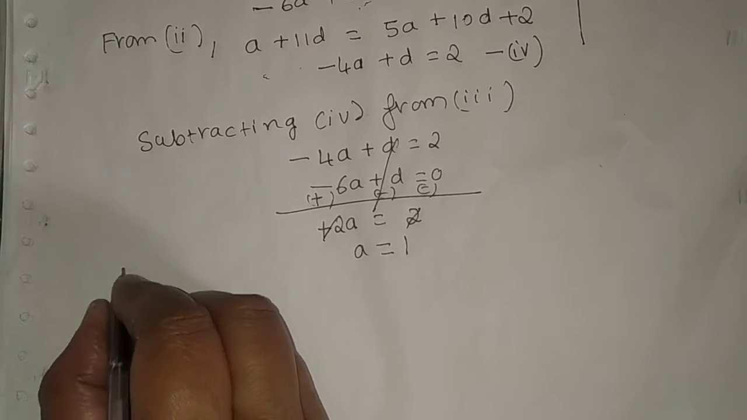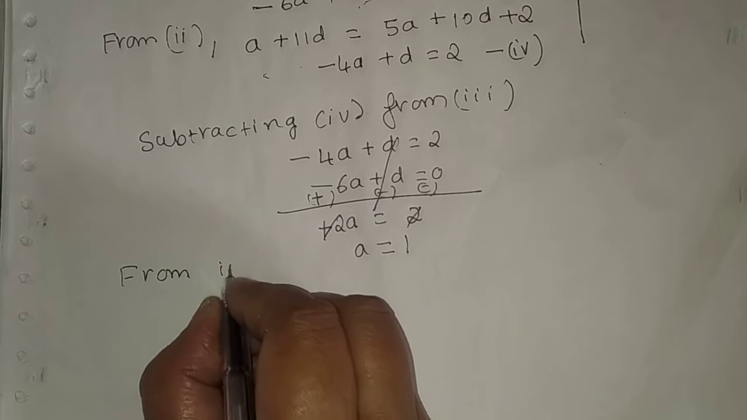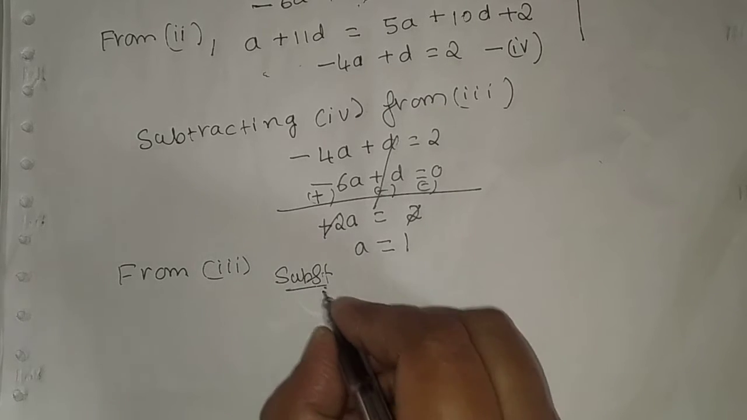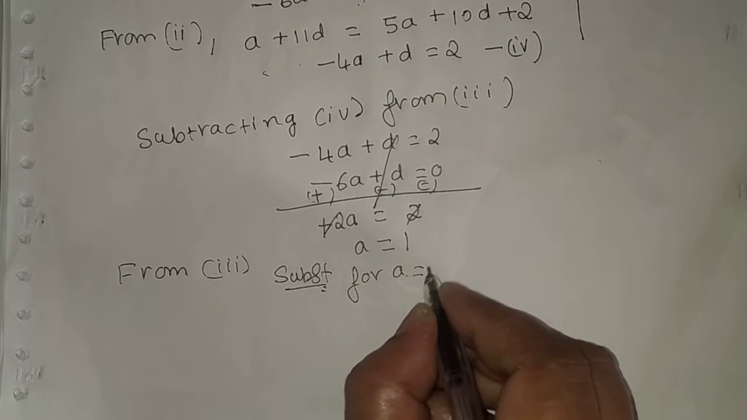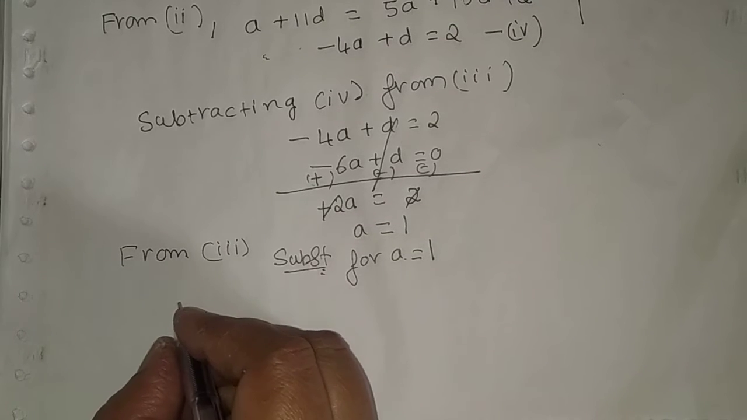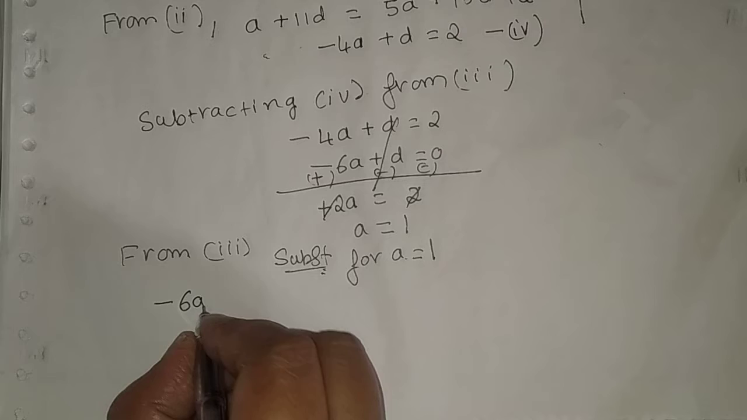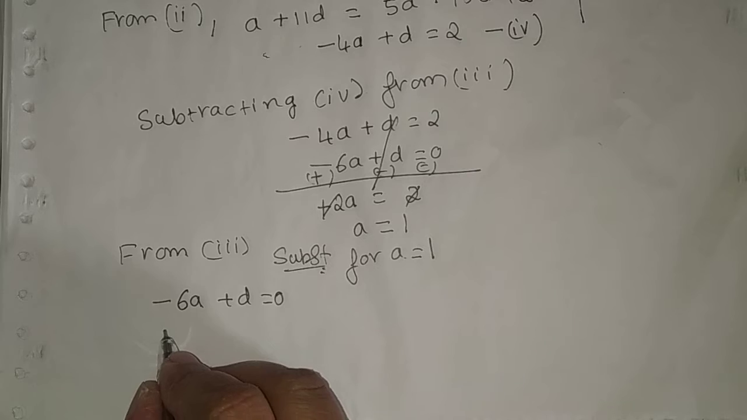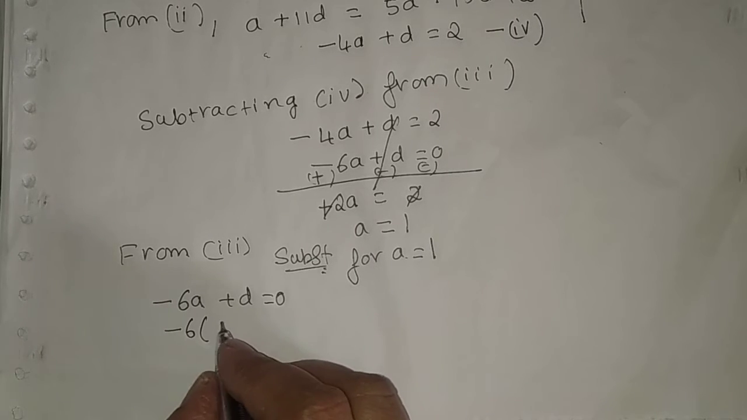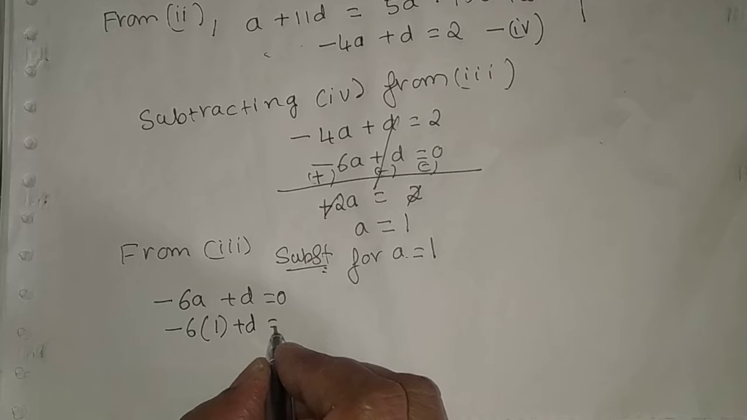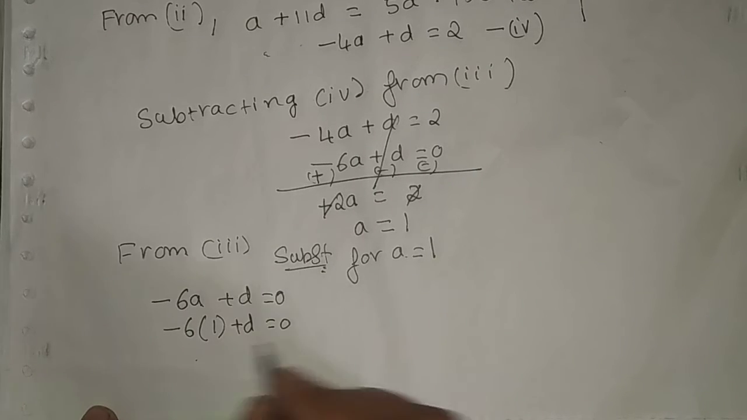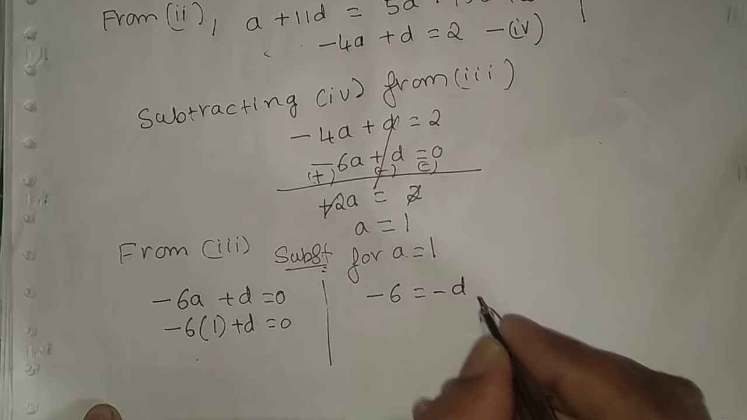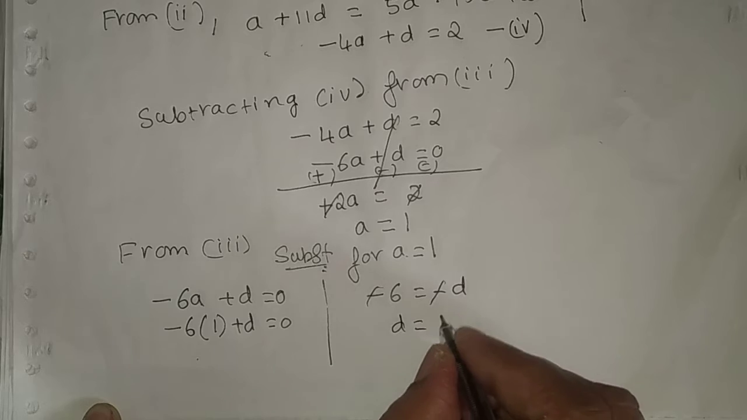So now from equation 3, substitute for A is equal to 1. In equation 3 we have minus 6A plus D is equal to 0. Then minus 6 into A, that is 1, plus D is equal to 0. Therefore finally what is the solution? We get minus 6 plus D is equal to 0, so D is equal to 6.